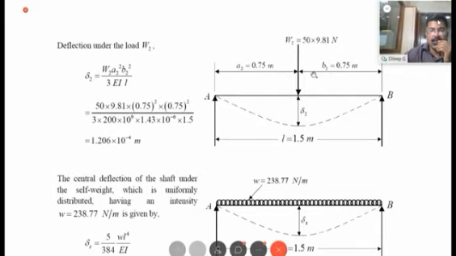meter. This distance is also 0.75 meter. So A2 is 0.75, B2 is also 0.75. So you can find out.